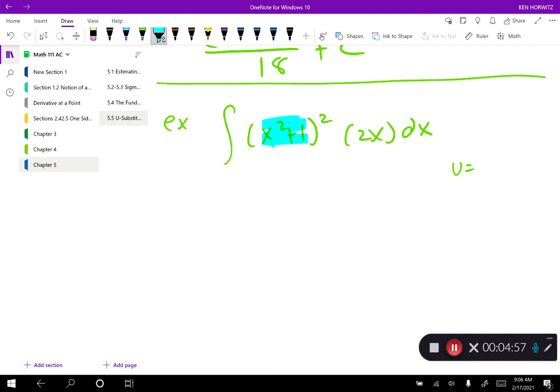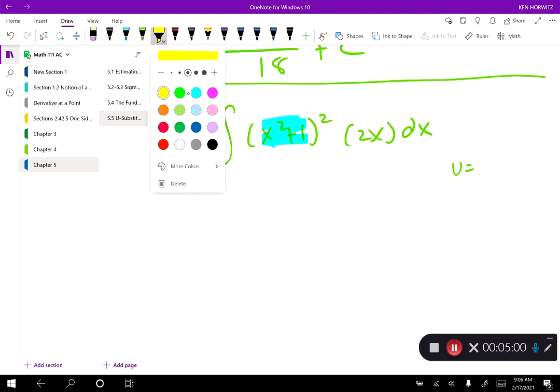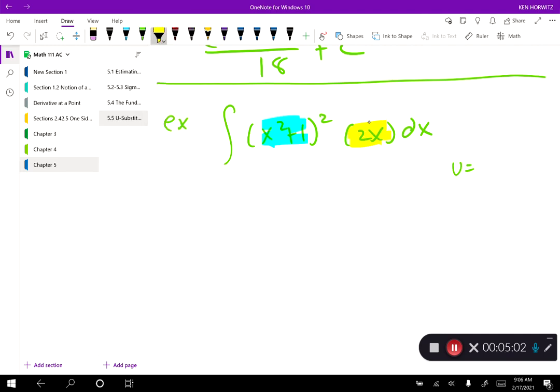Now, it is true that my 2x over here is in parentheses, but does it have to be? No, I just wrote it that way. I could do this very easily, and the problem doesn't change at all. Whereas if I erase the other parentheses, the problem would change drastically. So u equals x squared plus 1, and then du equals 2x dx.